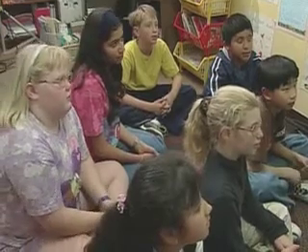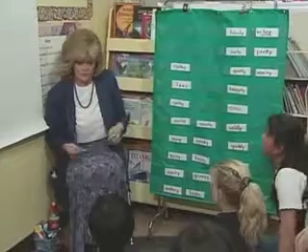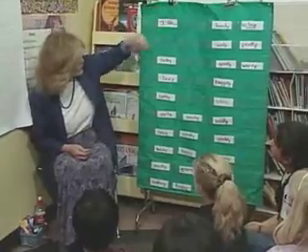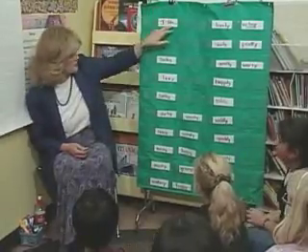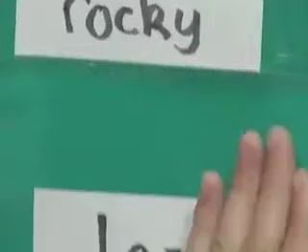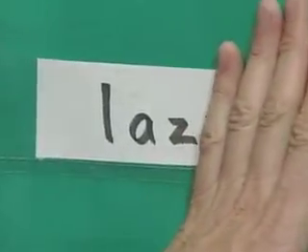What have we got? Rocky. Rock. And if you take the Y off, what do you get? Rock. Good. So this one is really a base word with the Y on it, just like there. So it says like a rock, full of rocks. Okay, how about this one? Lacy.